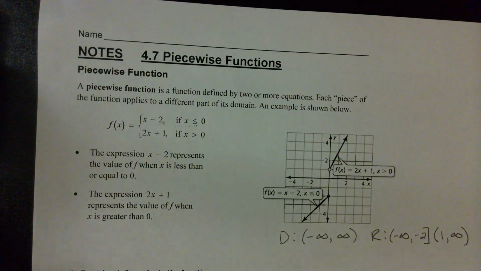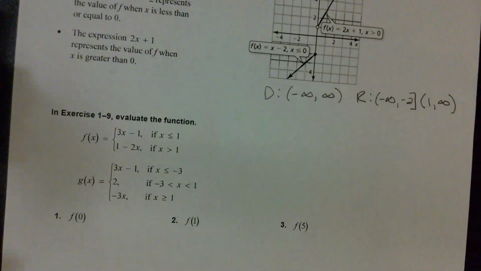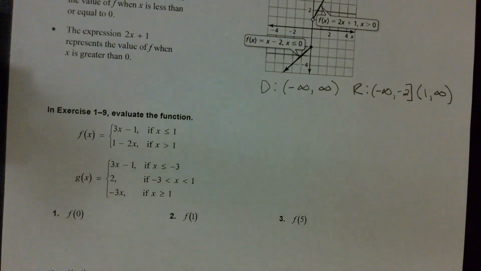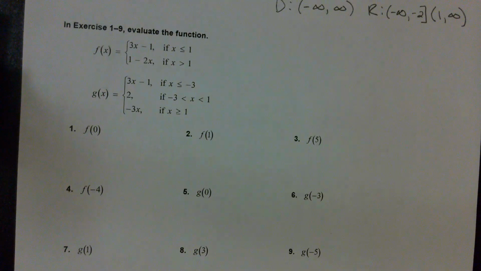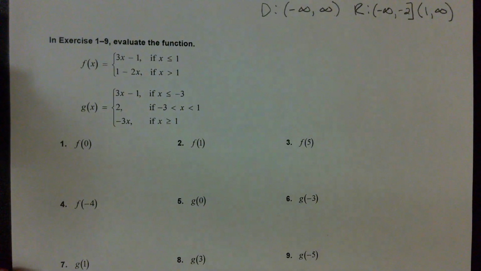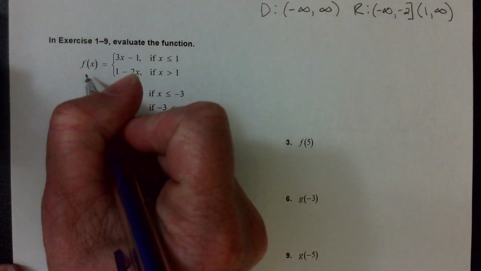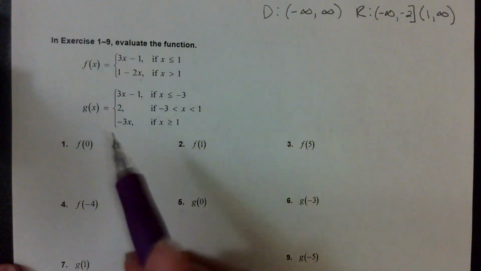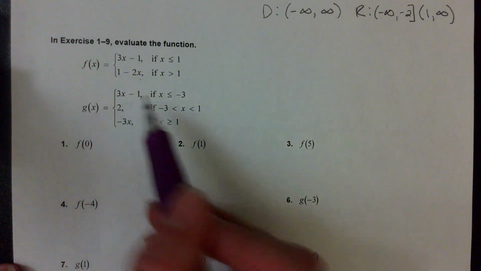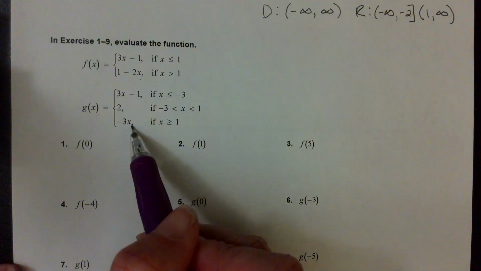So that's sort of a beginning picture of the graph. So next, we're asked to evaluate the function. Here we actually have two piecewise functions. We have the piecewise function f of x, which has two pieces, and we have the function g of x, which actually has three pieces.